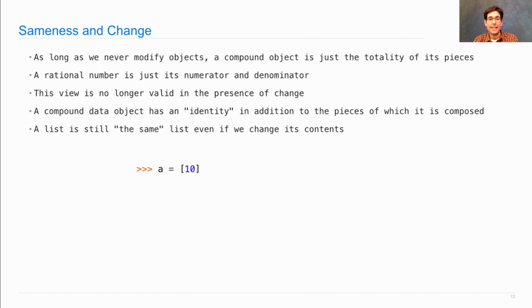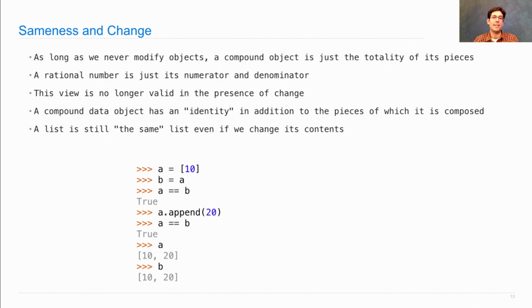So if I have A bound to a list containing 10, and B then bound to that same list A. So what happens here? A gets evaluated to the list containing 10, and then B is bound to that list. A is equal to B. If I A dot append 20, A is still equal to B because A is 10, 20 and B is 10, 20. B and A were bound to the same list, even though we changed its contents.